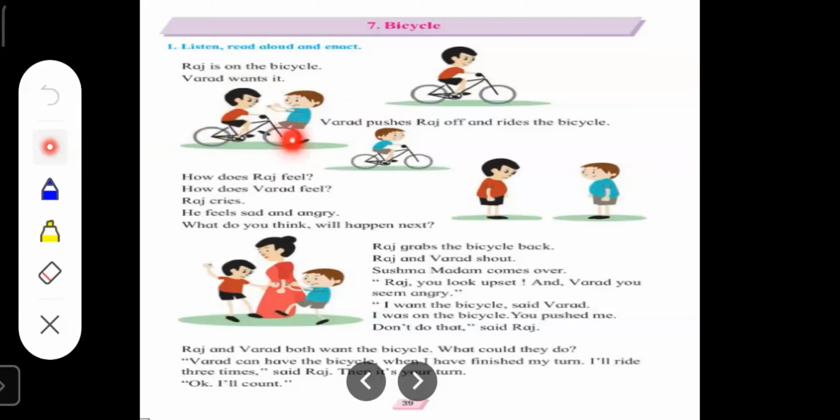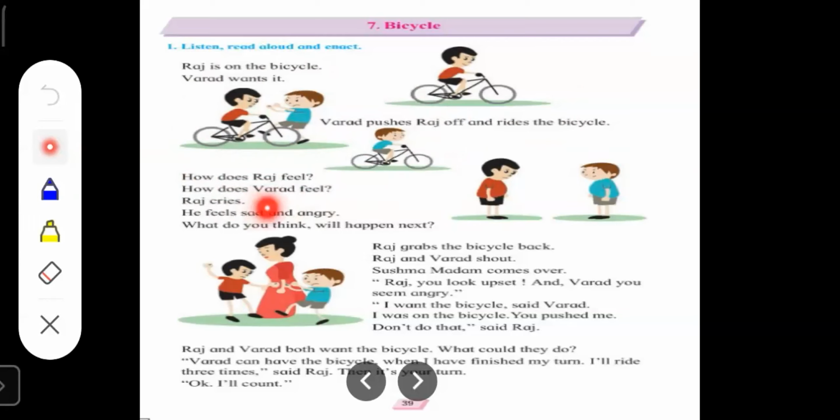So instead of asking Raj for the bicycle, Bharat pushes Raj. Bharat pushes Raj off and rides the bicycle. So he pushes Raj and see here, you can see Bharat is riding the bicycle. Okay. Next line. How does Raj feel? Raj cries. He feels sad and angry.